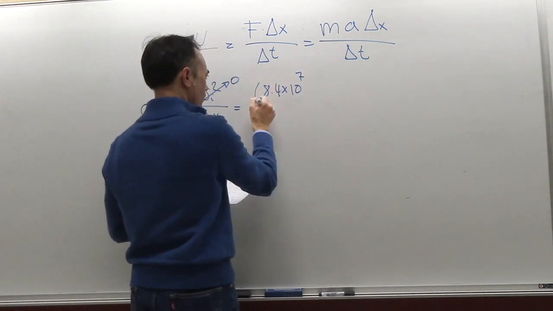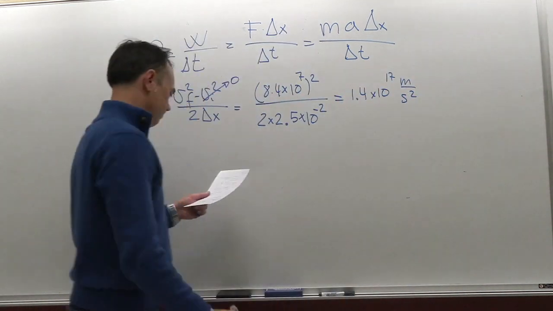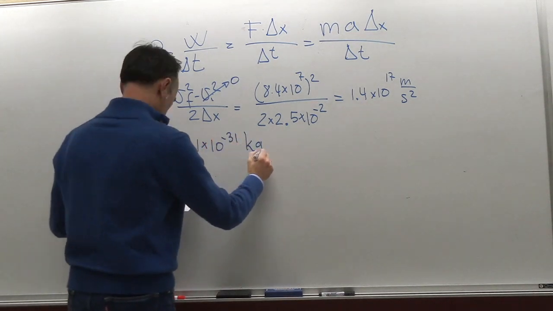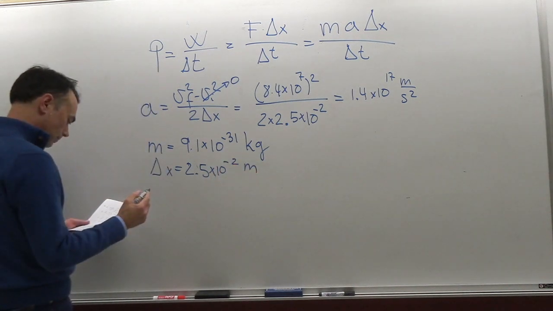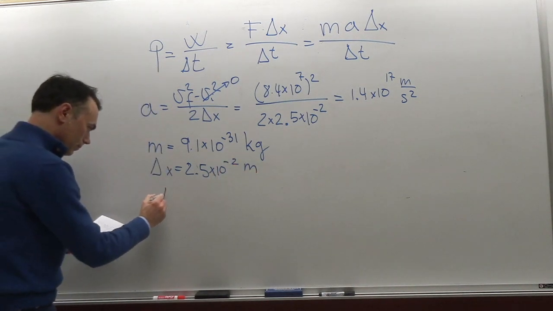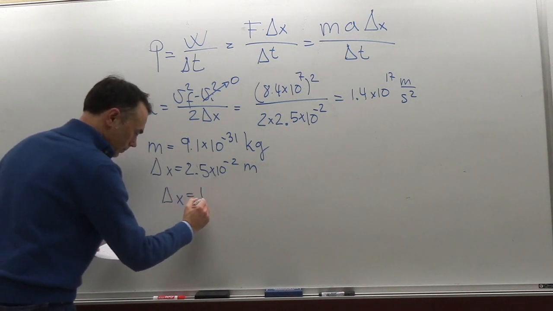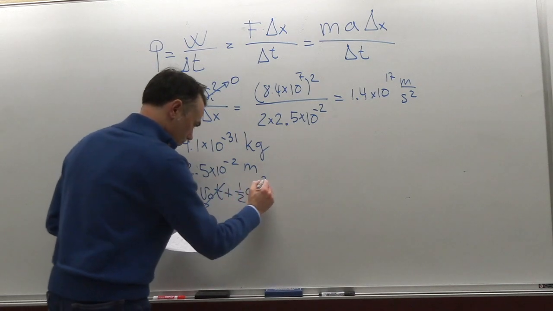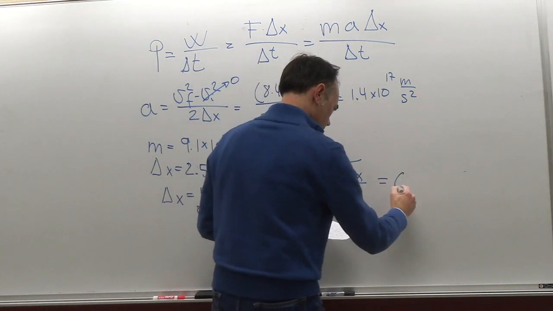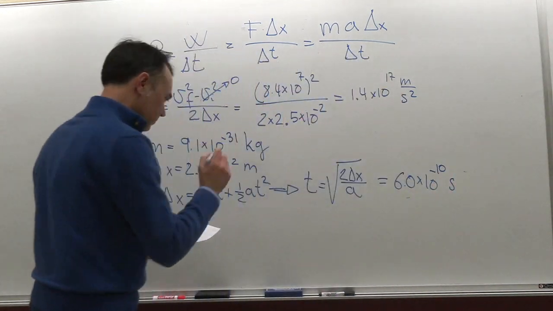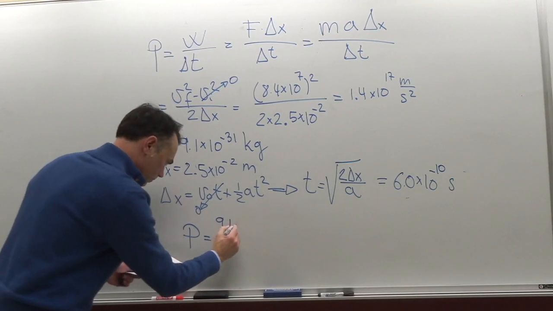We get that the acceleration of the electron is 1.4 times 10^17 meters per second squared. The mass of the electron is 9.1 times 10^-31 kilograms. We need to calculate also the time of flight of the electron. From the equation of motion for a constant acceleration, we have that delta x is equal to 1/2 a t squared. From this, the time of flight is the square root of 2 times delta x divided by a. This gives us 6.0 times 10^-10 seconds.